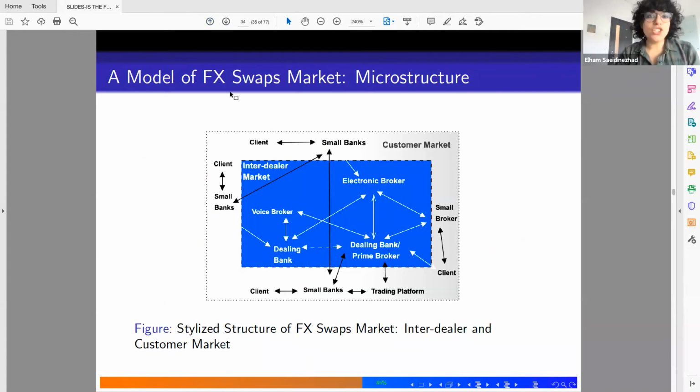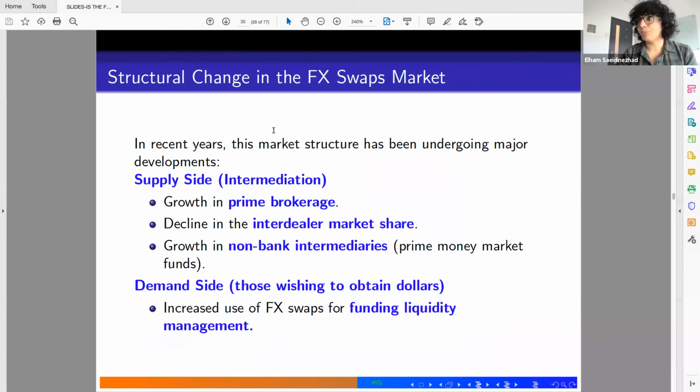The third structural change, which we have talked about several times, is that the reason these clients are coming to the FX swap market is changing as well. Previously, they used to come because they wanted to hedge their position. Now they are coming because they want to raise US dollar funding. So on the supply side, an important change in the FX swap market is that prime brokerage is increasing. Also, the inter-dealer market share, which represents the activities of the dealing banks, is declining.